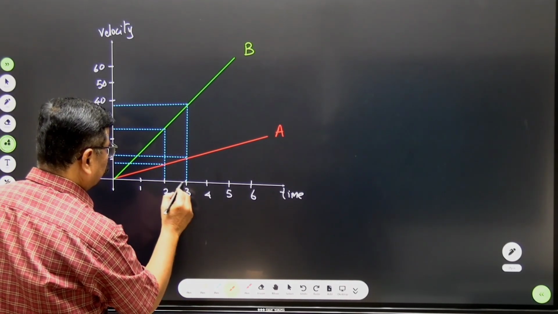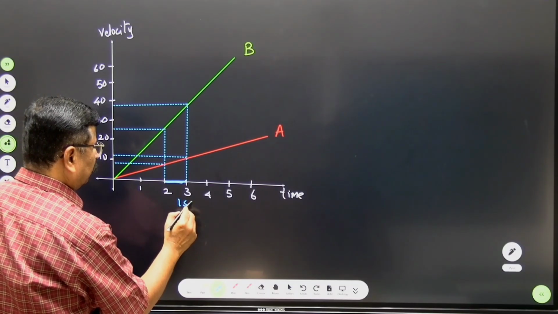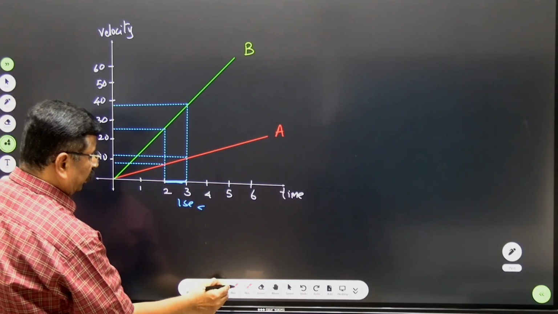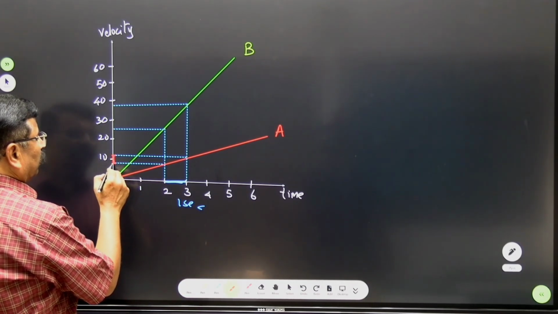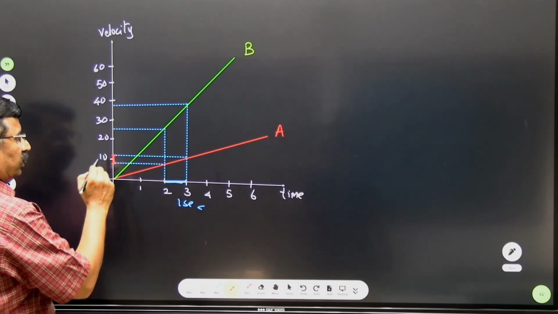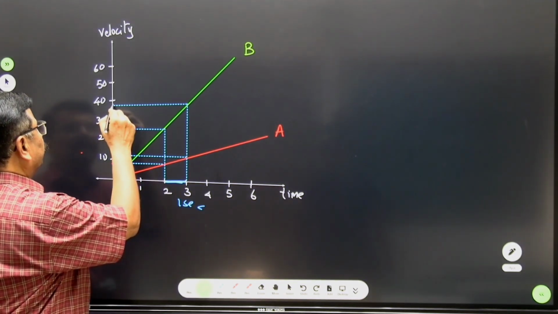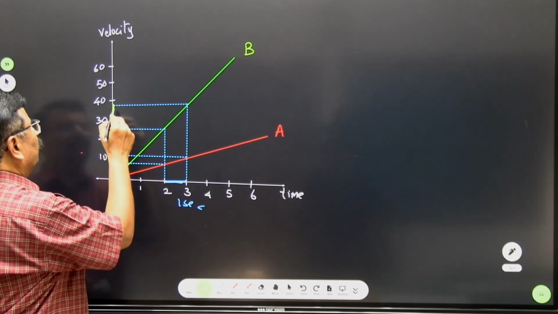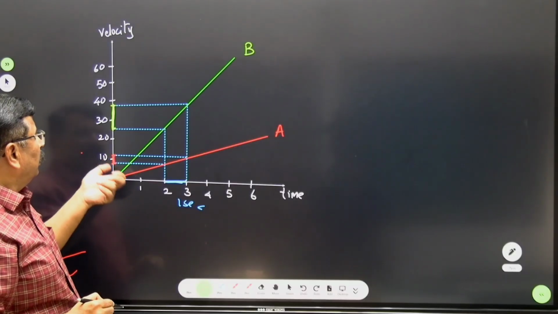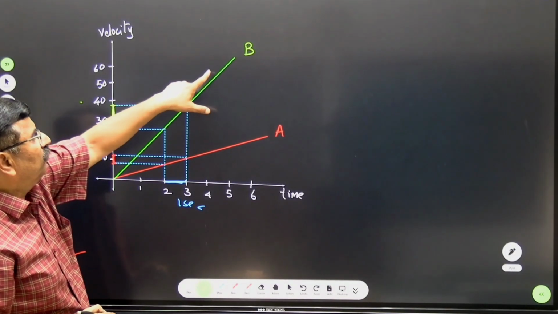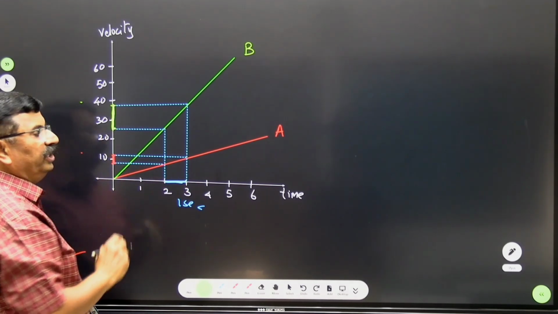Now you must have seen that in the same time t, in 1 second, here the first body A attains this much velocity in 1 second, while the second body attains more velocity in 1 second. So the difference in velocity for body A is less than the difference in velocity for body B. So body B is moving faster than body A.